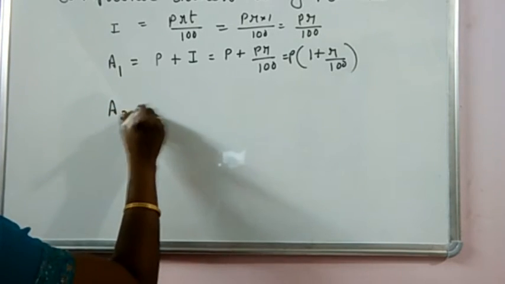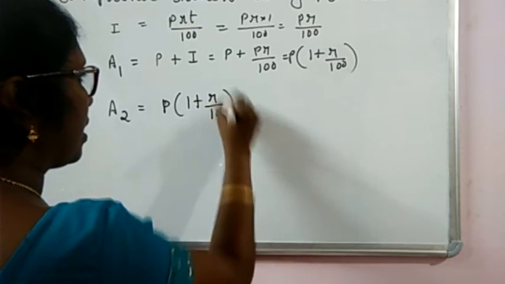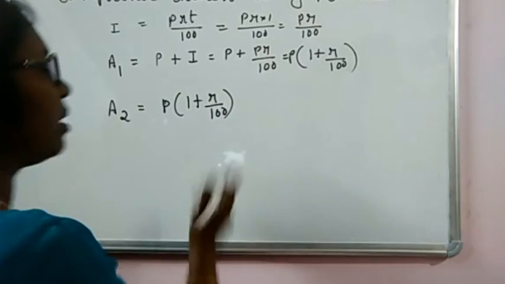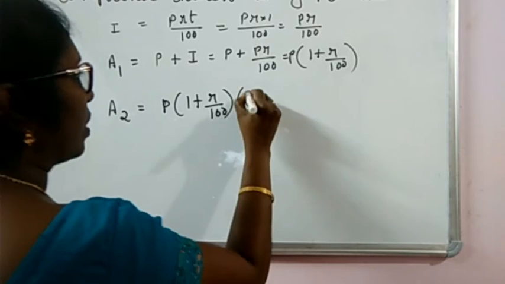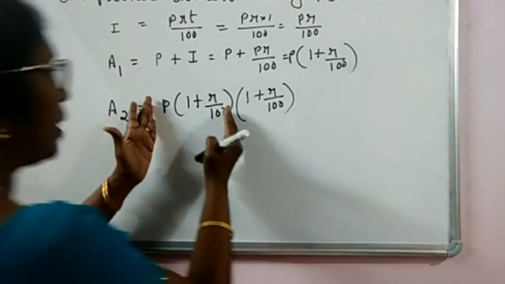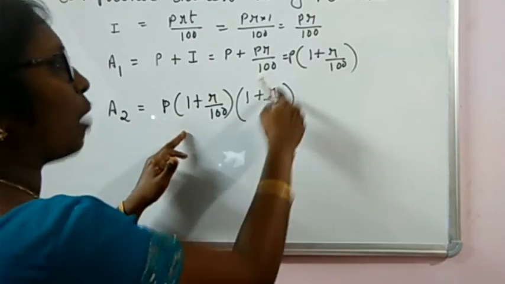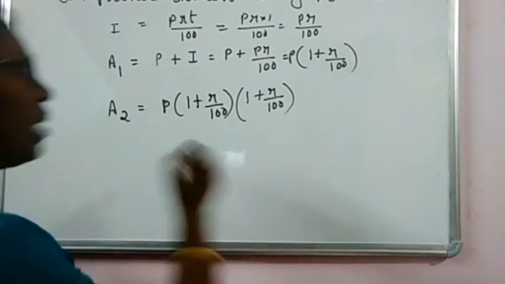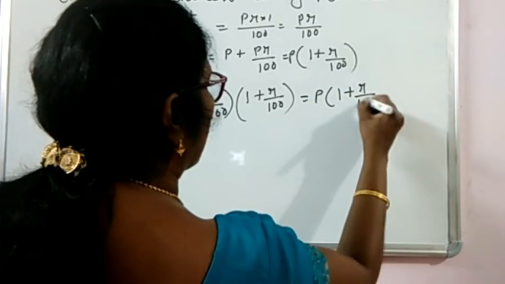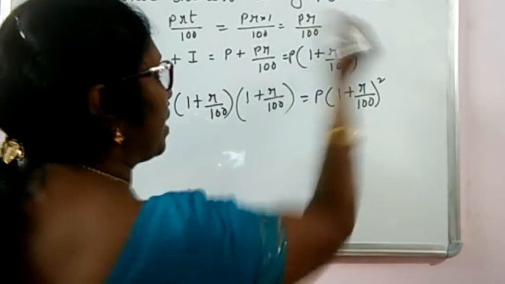So amount at the end of 2 years will be P into 1 plus R by 100, which is the amount after 1 year. This one will be the principal for the second year. Same way, into 1 plus R by 100. That means when you open, this into 1 is this, plus this one, the principal, into R by 100 for the second year. That means what did you get? P into 1 plus R by 100 into 1 plus R by 100, that is, whole squared. Here nothing is there, means 1.